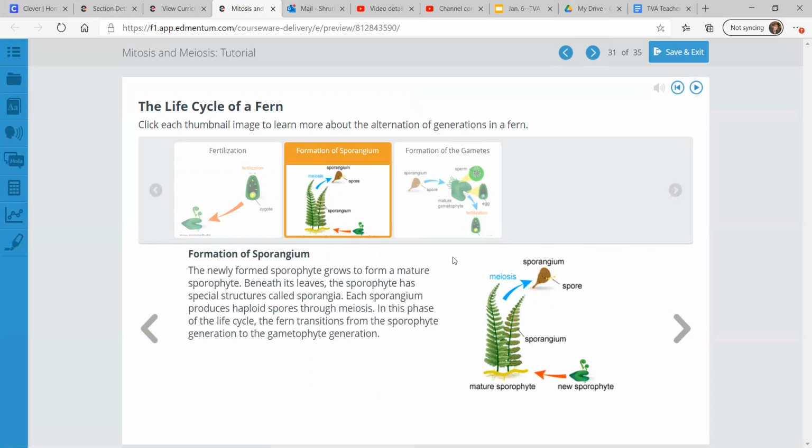After fertilization, we have the formation of sporangium. The newly formed sporophyte grows to form a mature sporophyte. Beneath its leaves, the sporophyte has special structures called sporangia. Each of those produces haploid spores through meiosis. In this phase of the life cycle, the fern transitions from the sporophyte generation to the gametophyte generation. You can see that here.